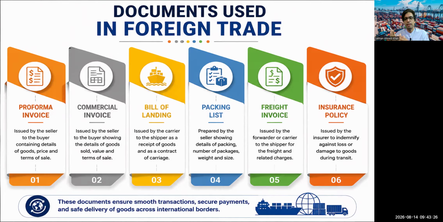Packing list, prepared by the seller, shows details of the packing, number of packages, weight, and the size. Freight invoice, issued by the forwarder or carrier to the shipper for the freight and the related charges. Insurance policy, issued by the insurer to indemnify against loss or damage to the goods.